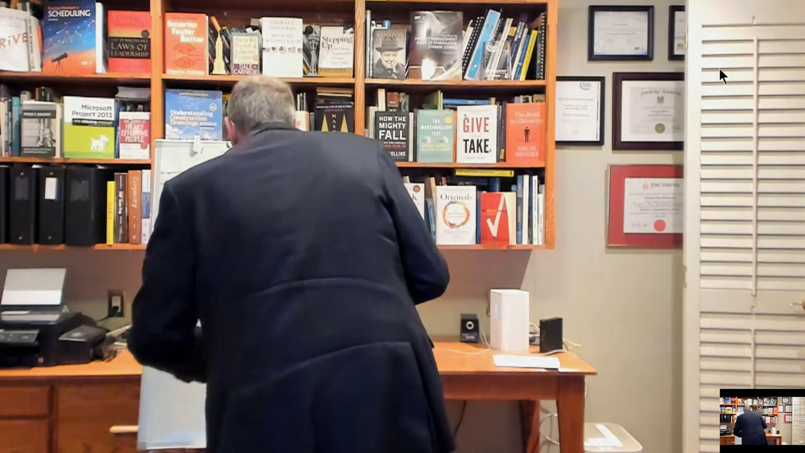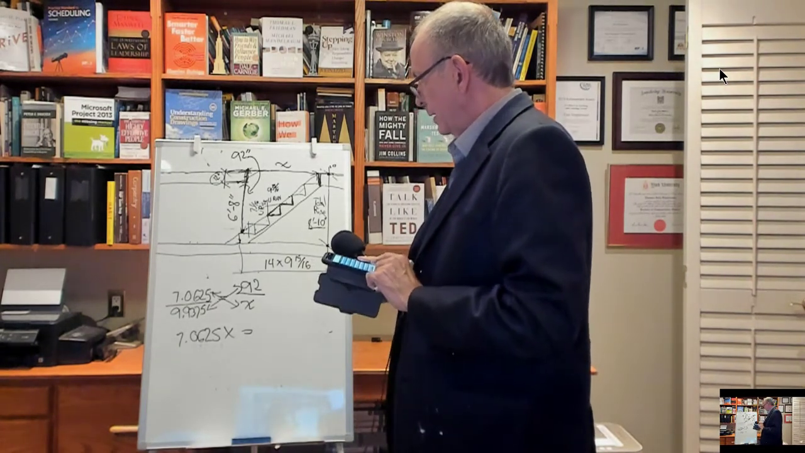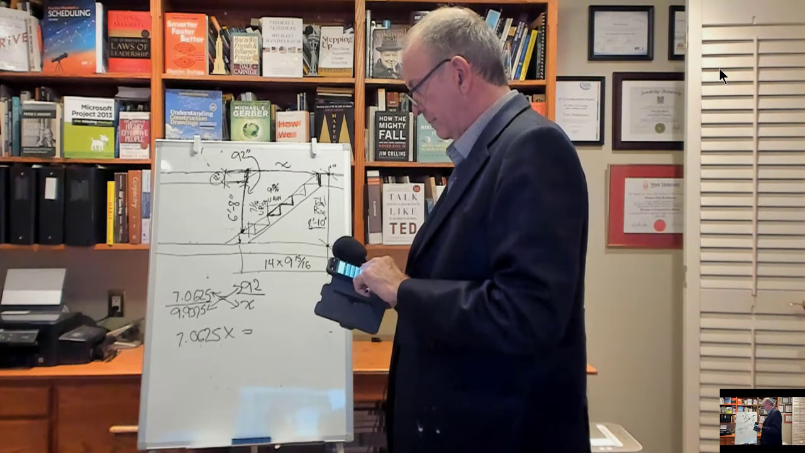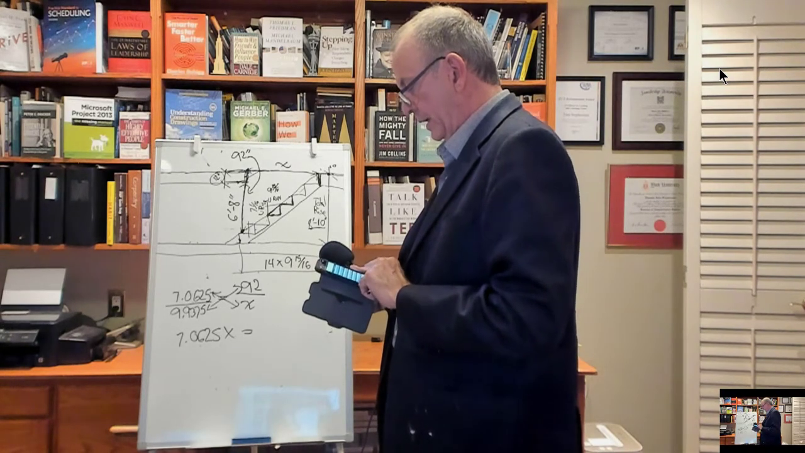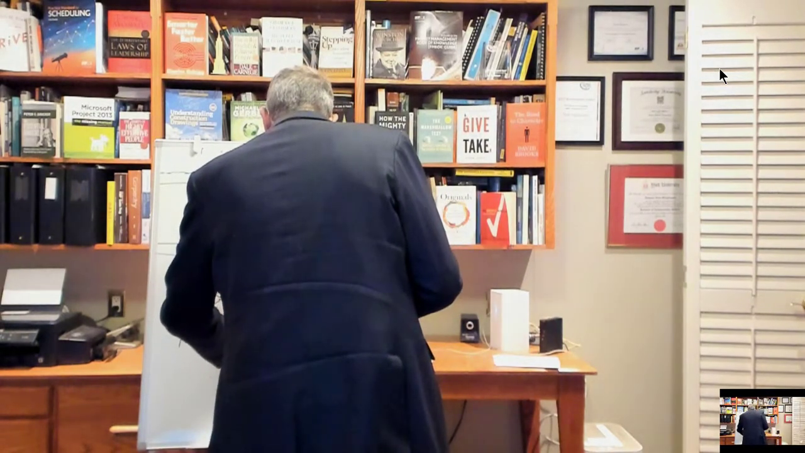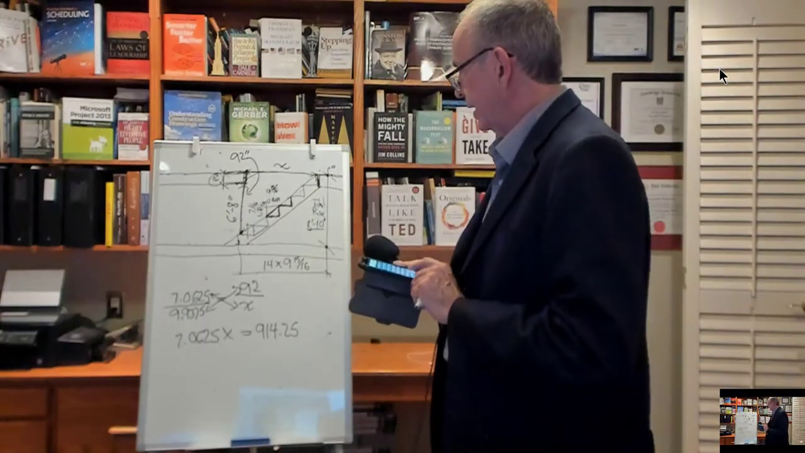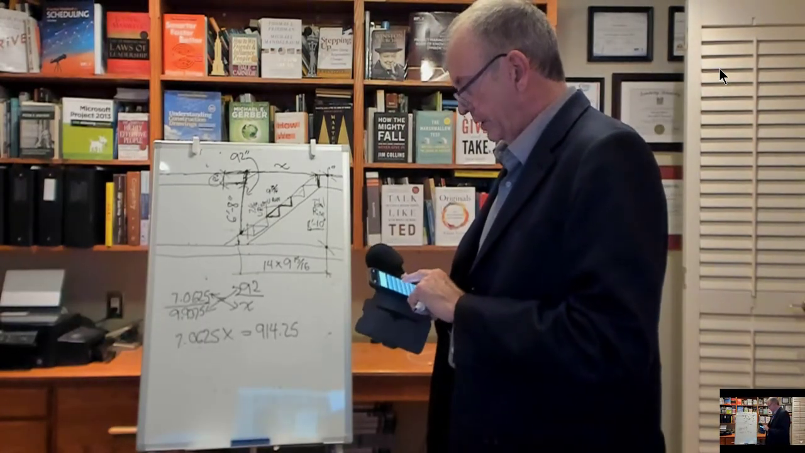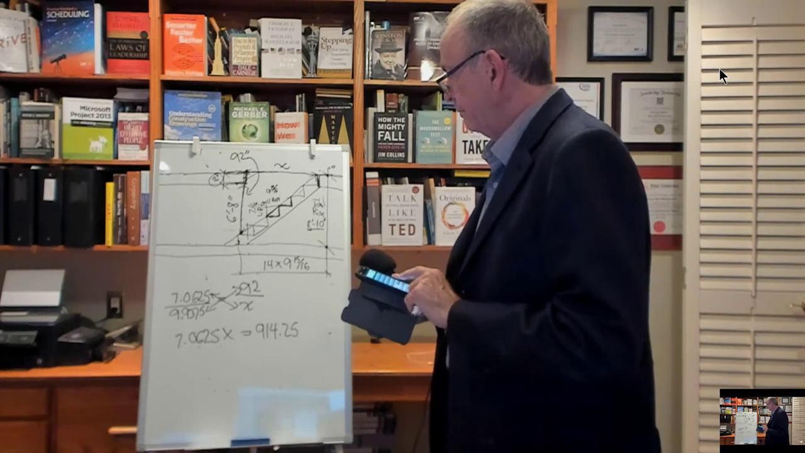7.0625x equals, and then I got to go 92 times 9.9375 equals 914.25. And let me just do that again just to double check. So I've got 92 times 9.9375. So I got 914.25.